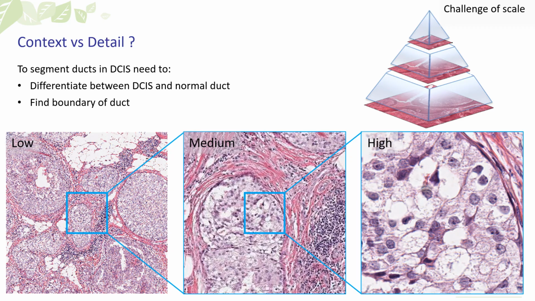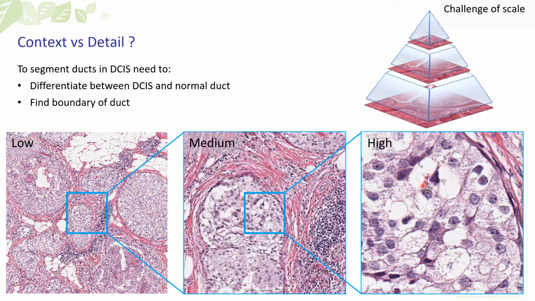Okay, so I'd like to return to the challenge of scale with respect to a particular challenge within my lab. The task here was to segment ducts from ductal carcinoma in situ in breast cancer. At low resolution, you can see the outlines of the ducts very nicely, and the stromal tissue around. So we'll be able to get good segmentations of ducts, but we don't have the detail to know whether the duct is normal or malignant.